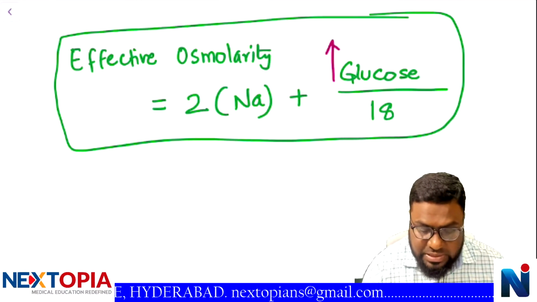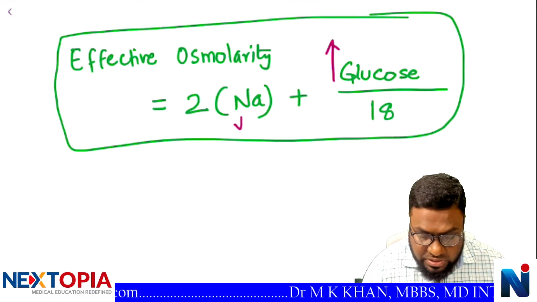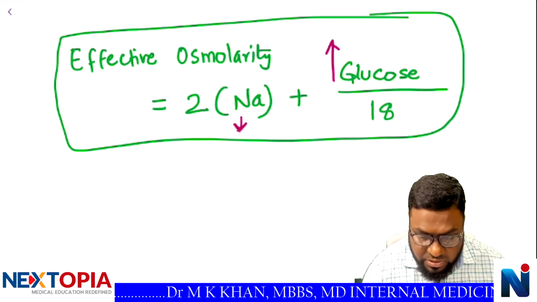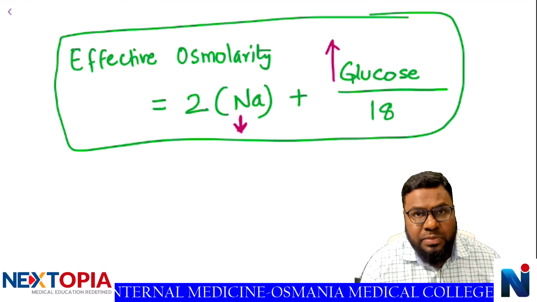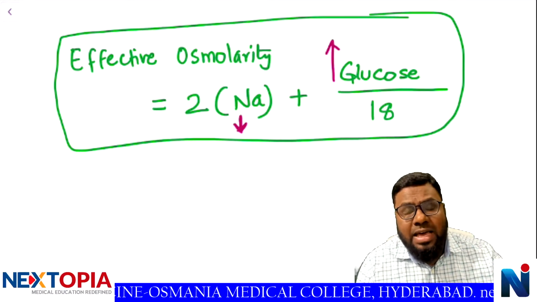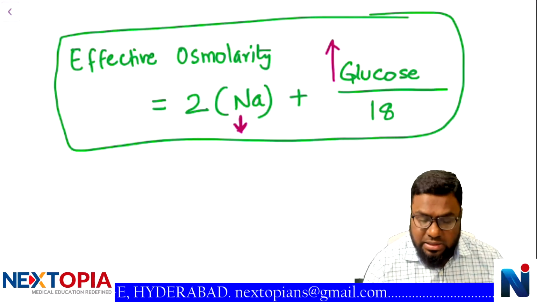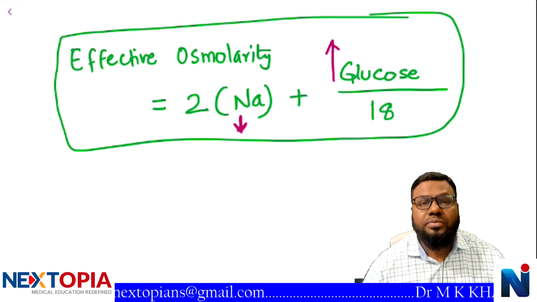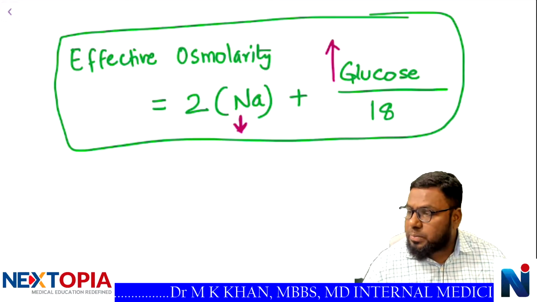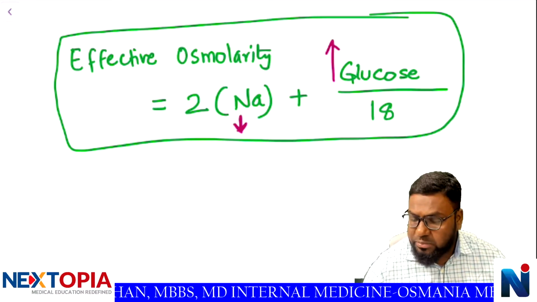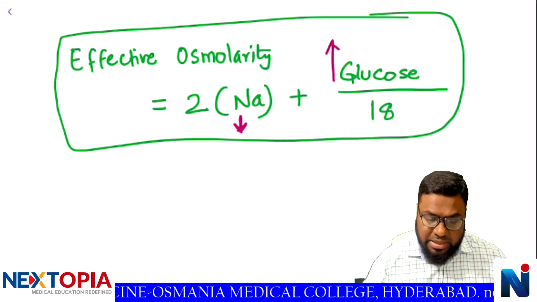But overall what happens is, because of polyuria, there is a slight decrease in the sodium concentration. Even though the sodium concentration is decreasing, the serum osmolarity is high. That is because of the increase in glucose, right? This is what you will have to understand. Few patients develop what is known as hyperosmolar coma, especially in type 2 diabetes mellitus.